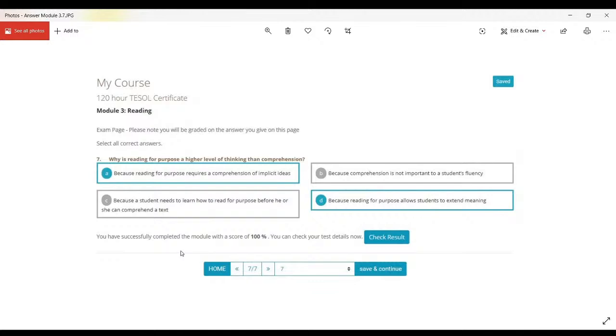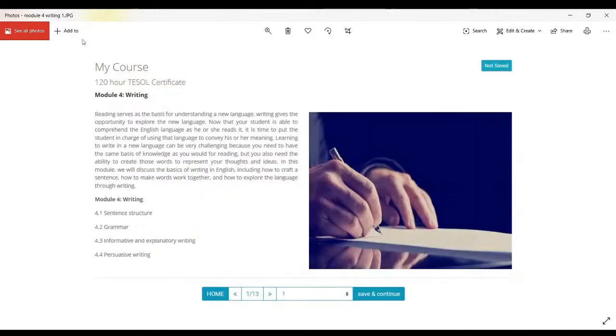Alright, so kita naman natin, ang result natin is 100% and natapos na natin ang Module 3. Save and continue and let's get ready for Module 4. Let's continue sa Module 4, which is about writing.